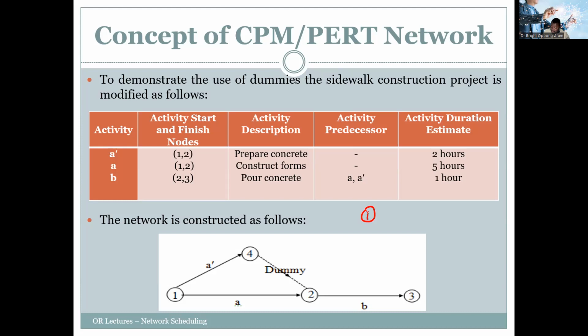That means that we can have 1, we can have 2, and we say that this A prime is for preparing of concrete and A is for construction of the forms. However, because these 2 are independent activities, they cannot have the same start node and end node, and therefore representing the network in this way is wrong, and then we need to introduce a dummy. So that is why we say that A prime and A have the same start node.